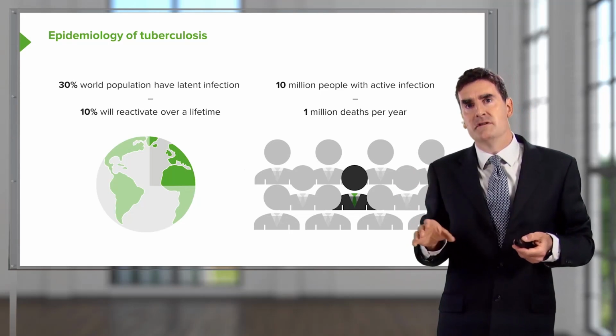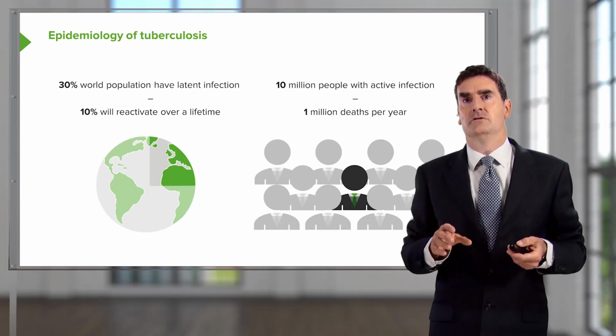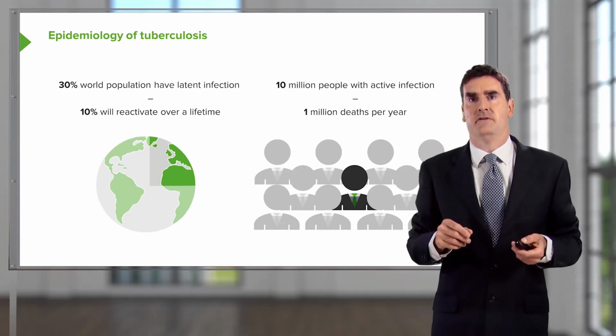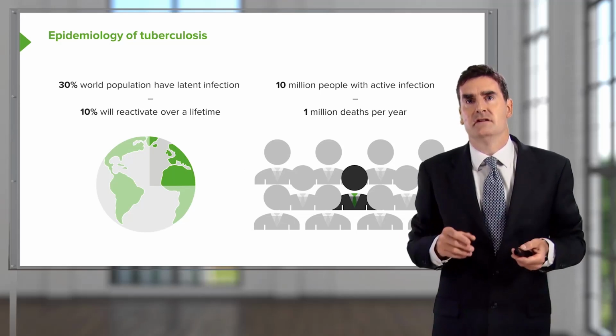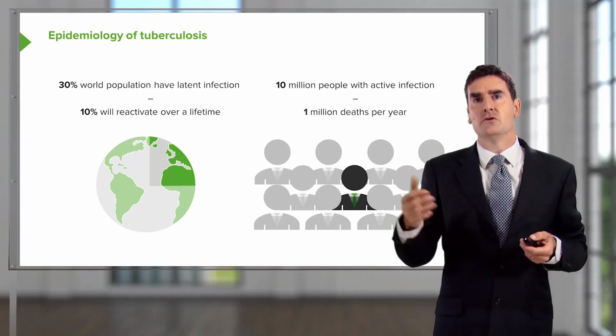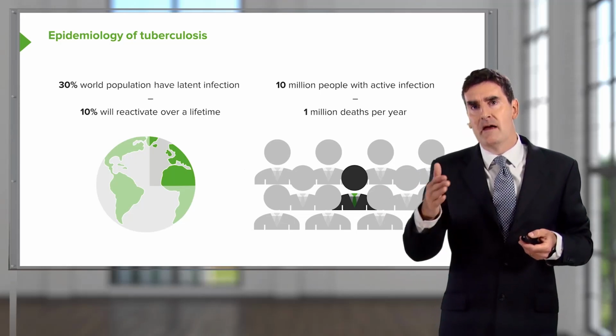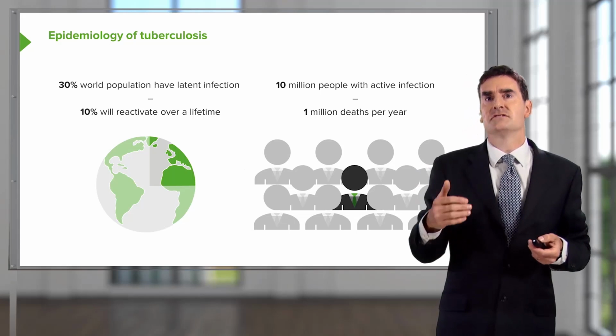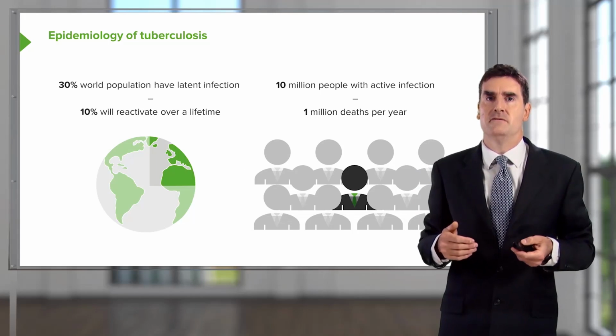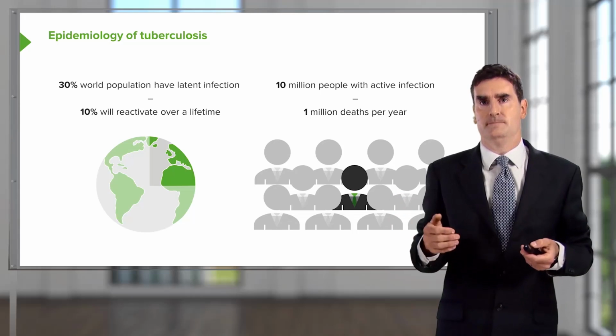At any one time, there's about 10 million people across the world with active tuberculosis infection, and that causes deaths in about 10% of them. So we're talking 1 million deaths per year. And that makes tuberculosis the first or second commonest cause of bacterial infectious death across the globe.